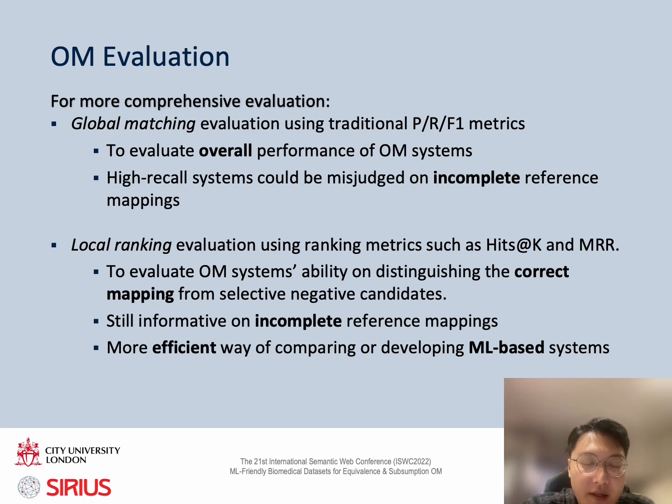So our negative candidate generation algorithm in the paper basically introduces text-level and graph-level ambiguity to enhance the candidates. And second, local ranking evaluation is still informative on incomplete reference mappings. So we can see at least partial performance without penalizing high recall systems. And lastly, local ranking is a more efficient way for comparing or developing machine learning based systems.